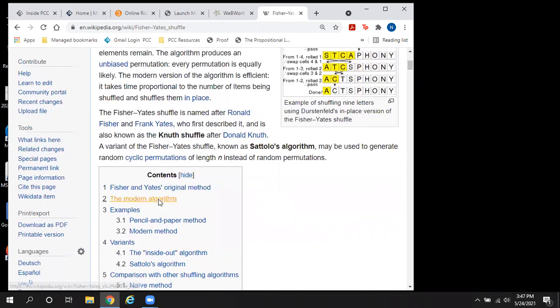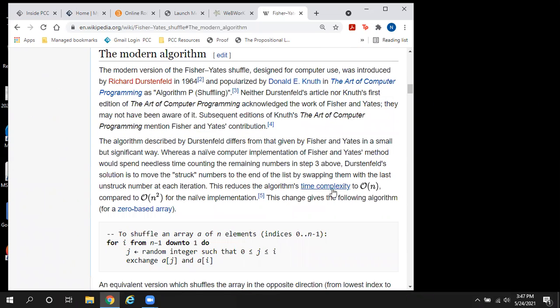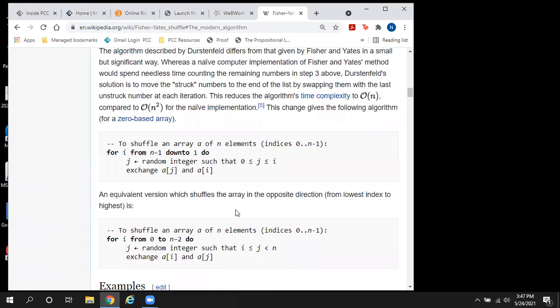Let's see the modern algorithm. Yep, it reduces the time complexity to linear instead of squared. Okay, and here's the algorithm in pseudocode: for i from n-1 down to 1, pick j, a random integer from 0 to i, our for loop index, and then exchange a[j] and a[i]. Cool. Okay, so it is linear. Getting the random integer costs something. Yes, absolutely. So you have to be worried about how long this takes, right?